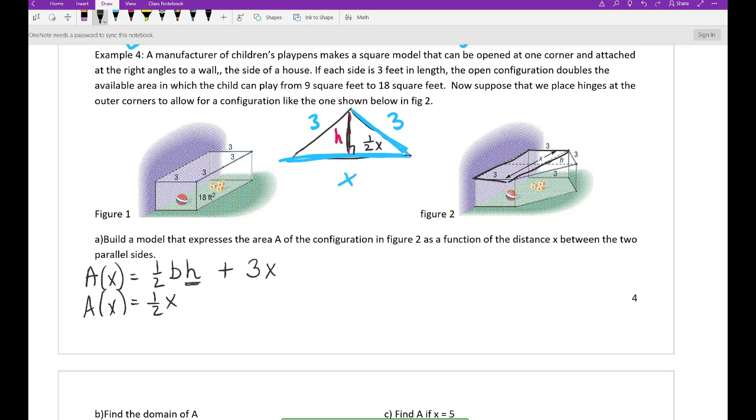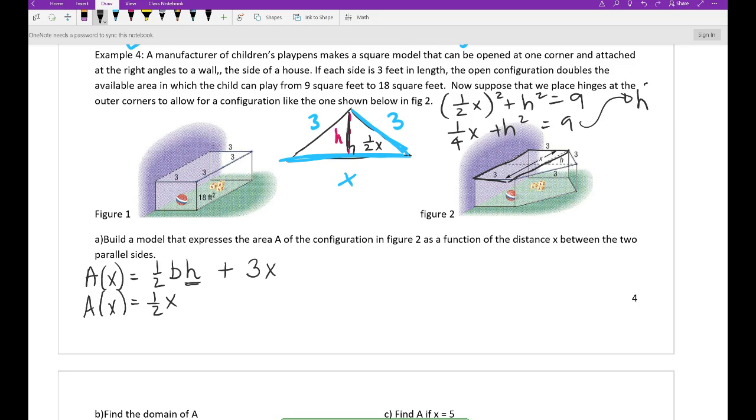All right, so let's work it out. Half x squared plus what? Plus h squared equals what? 3 squared, so that's 9. Can I solve for h? Yeah. Let me multiply that out first. That's really 1/4 x squared. Is that okay? Plus h squared equals 9.